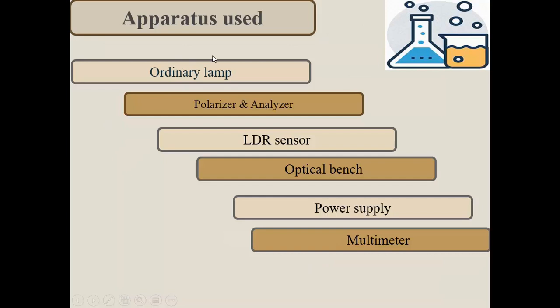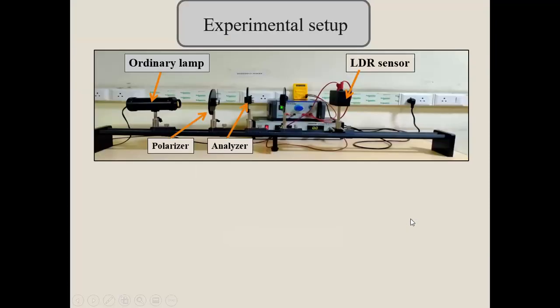So the major apparatus which we use in this experiment is, of course, the lamp source, then of course polarizer, analyzer, LDR sensor, optical bench, power supply, and the multimeter. I'll just try to give you some idea how this experimental setup looks like. So you have an ordinary lamp which can give me variable intensity depending upon wherever I set it.